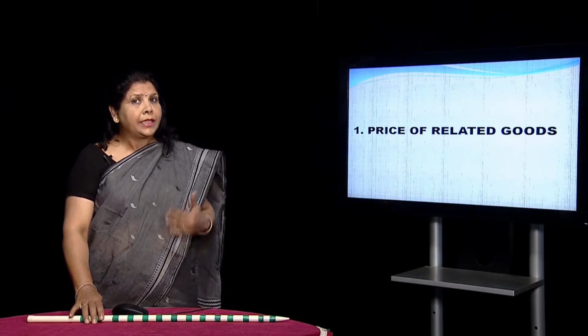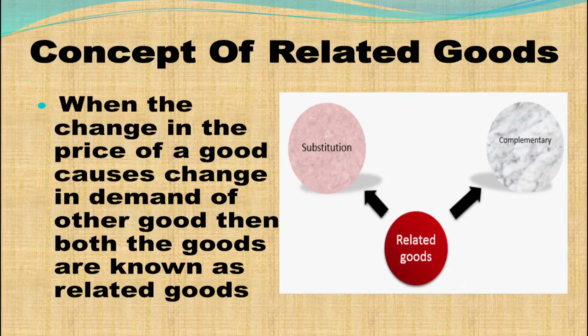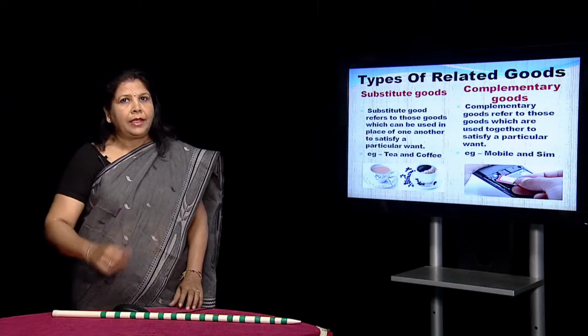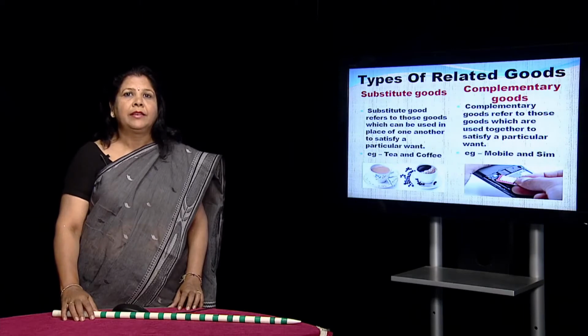We shall take price of related goods first and foremost. Now, what do we mean by related goods? As the diagram here specifies, related goods are either substitute goods or complementary goods. When the change in the price of a good causes change in demand of other goods, then both the goods are known as related goods. Let us understand substitute goods and complementary goods separately.